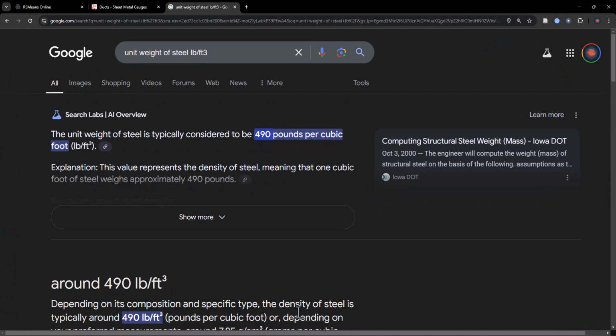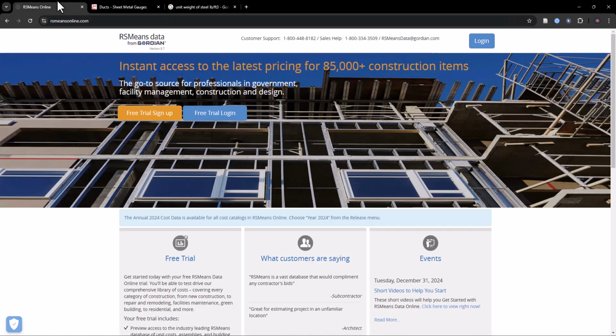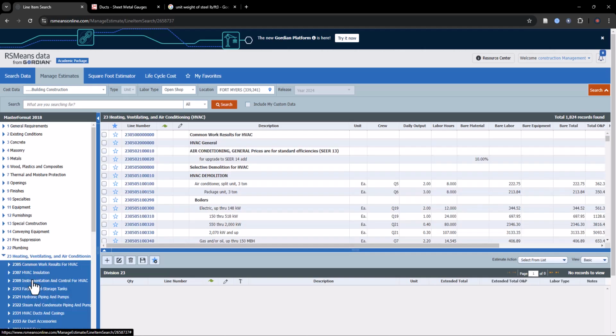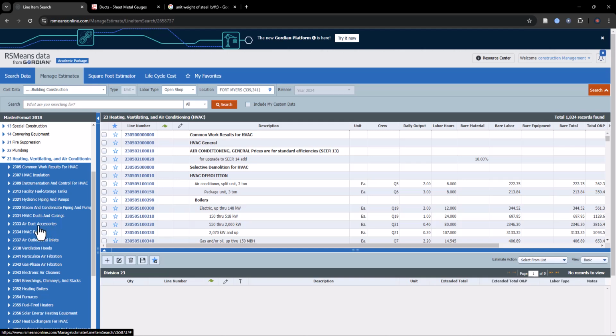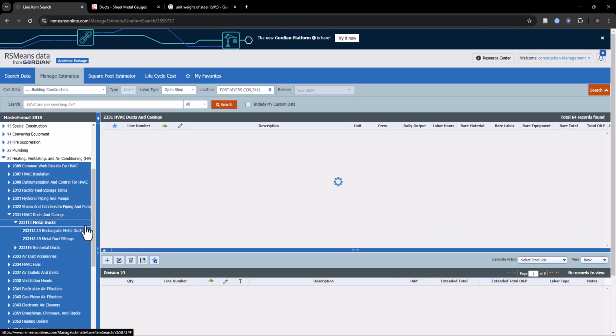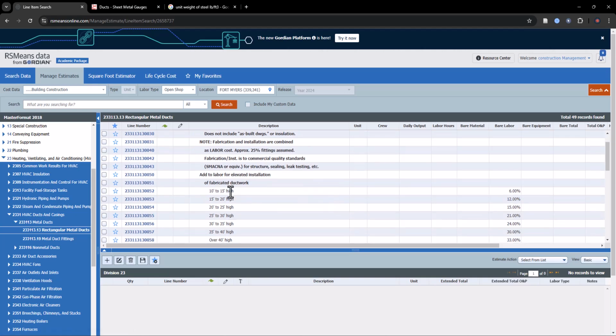Now we can do the pricing. First of all, we will go to RSMeans Online, and then we're gonna go to Division 23. We have duct and casing over here, and rectangular metal duct.